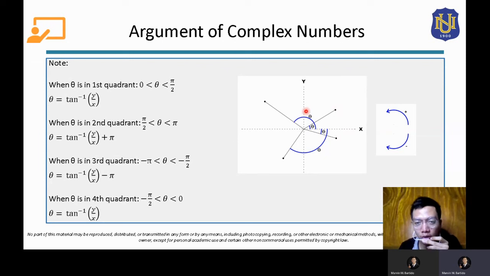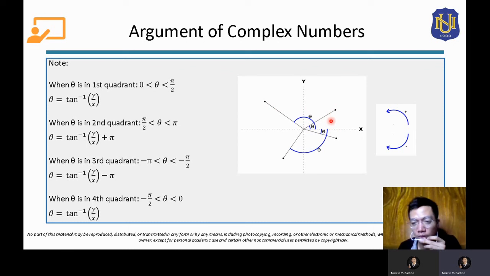Now, if your complex number is located in the second quadrant, your theta again will be drawn from the positive x-axis. This will be a reference line. So this will be our theta. Again, it will be drawn from your positive x-axis to the line, the modulus of the complex number. So that will be your theta.